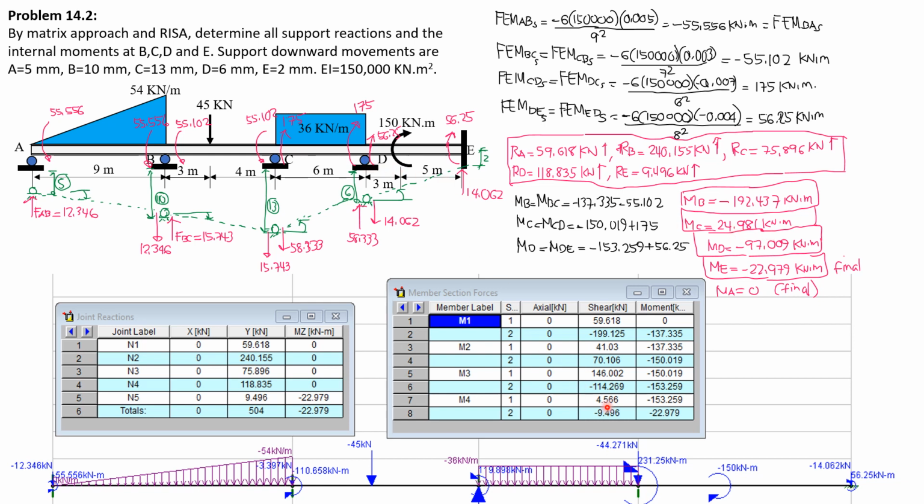Moment at D is negative 153.259, then plus 56.25. So that's why moment at D is negative 97.009 kilonewton meter, and moment at E is final negative 22.979 kilonewton meter. Moment at A final also, it is 0.